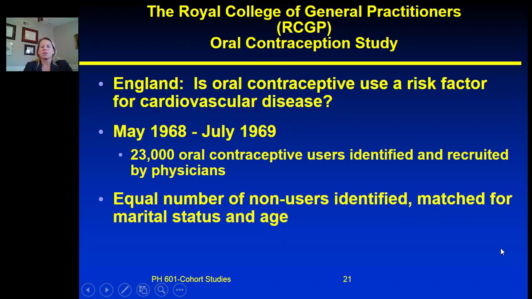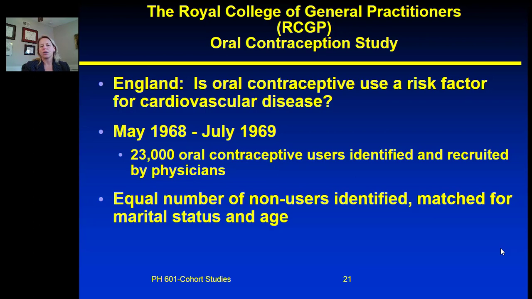Another example is from England. This is also a bit of a dated study, but it's a simple cohort example. This was a study to assess for the risk of cardiovascular disease associated with exposure to an oral contraceptive.